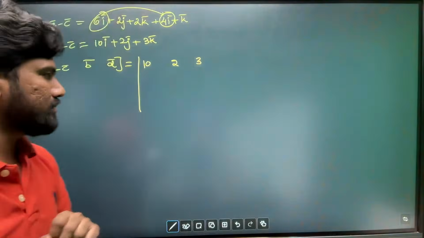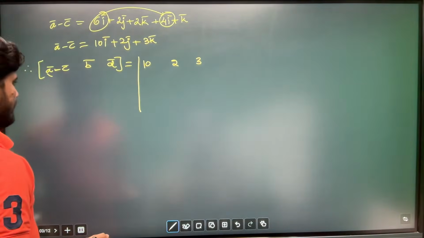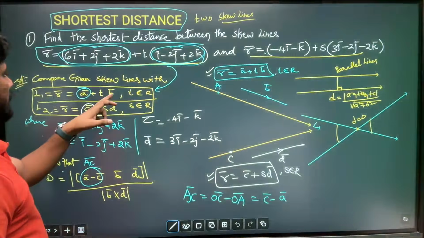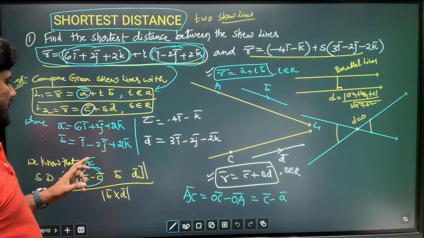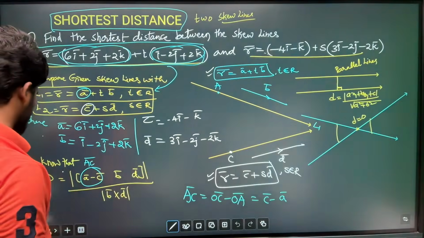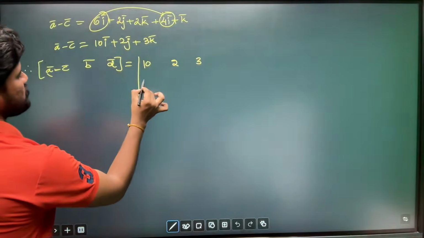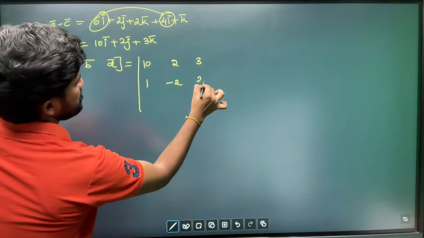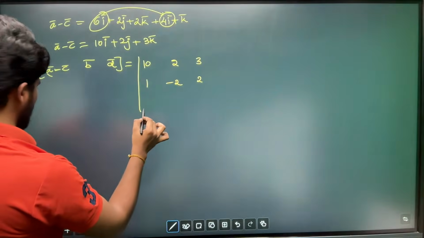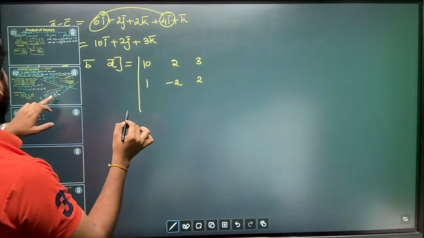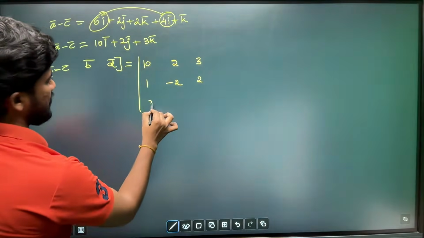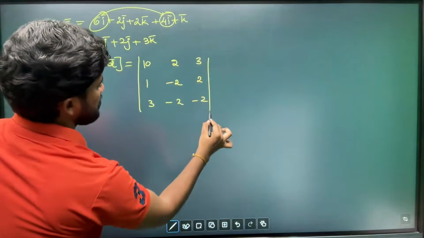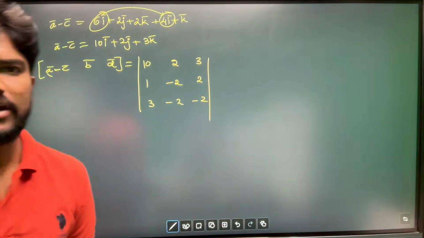Okay, so next ma in place of second vector, manaki em undi chudandi ikkada b bar. B bar place lo em undi, manaku 1, minus 2, plus 2. Next ma d bar, 3, minus 2, minus 2. D bar value is 3, minus 2, minus 2. These are the values. Be careful ma, be careful with the values.